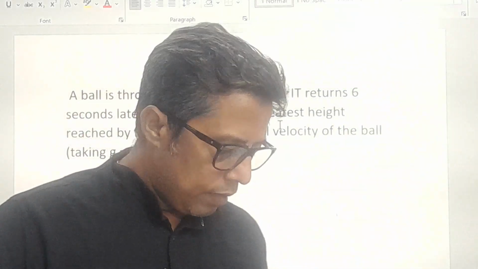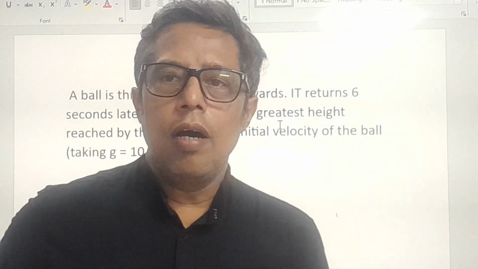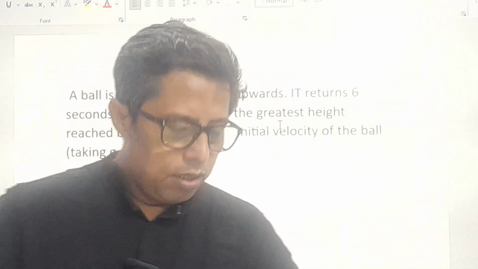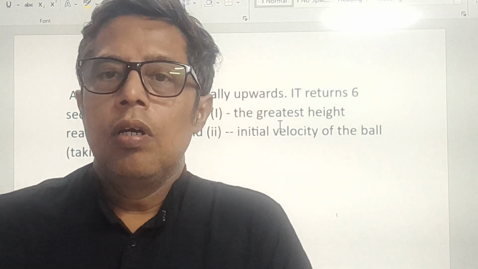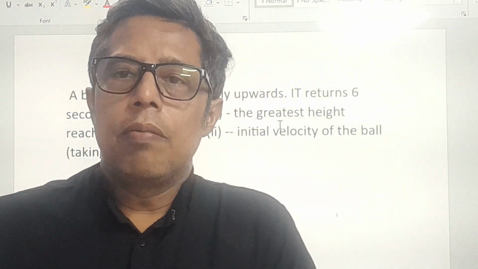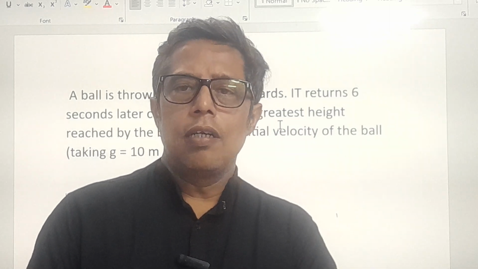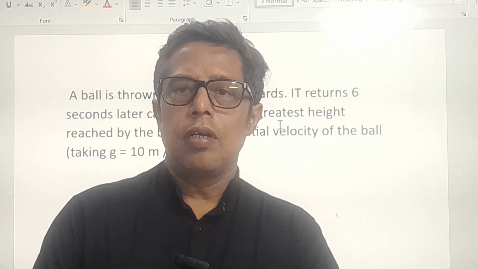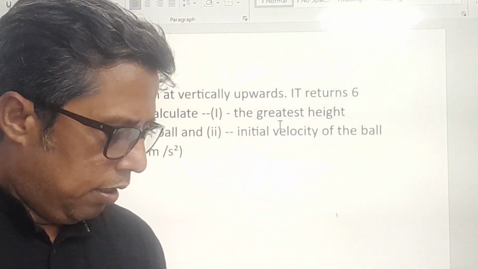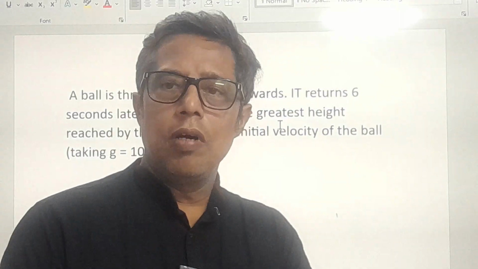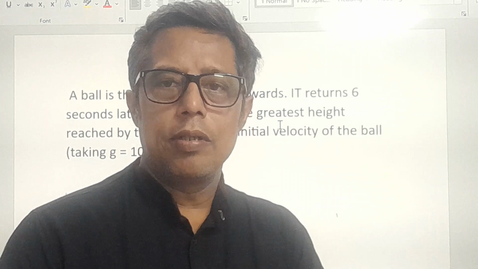Okay. So this kind of question, we have a lot of in your book. So you have to understand what vertical motion is. Before that, what is horizontal motion? We have three equations of motion: v is equal to u plus at, v square is equal to u square plus 2as, and s is equal to ut plus half at square.